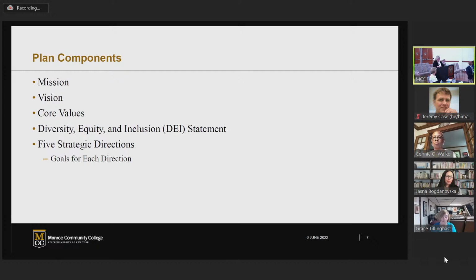We have obviously a mission and a vision like we have in every plan. This time, even though they are very similar to what we've had in the past, we did a refresh. We wanted to update it, make it feel a little more personal, and we really wanted to see a focus on students. So you'll find many of the same words in there, but I think you'll see that they really speak to the students and about the students more.